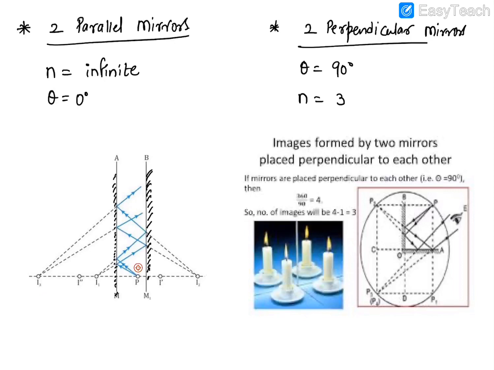So again, the drawing is simple. What you should do is first mark the point P, then mark its image. Say the distance from the mirror to P is 2 centimeters, so we'll mark a point 2 centimeters behind. Now from I1 to M1 is say 5 centimeters, so we'll draw the image 5 centimeters behind it. Now from I2 to M is say 8 centimeters, so we'll draw from M to I3 8 centimeters.